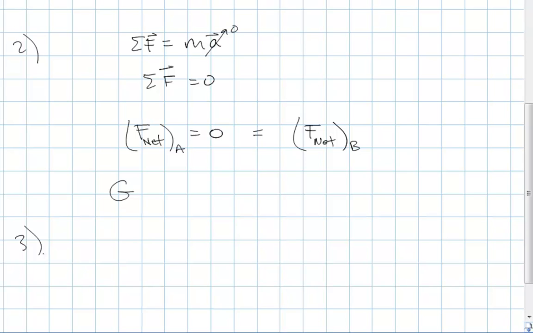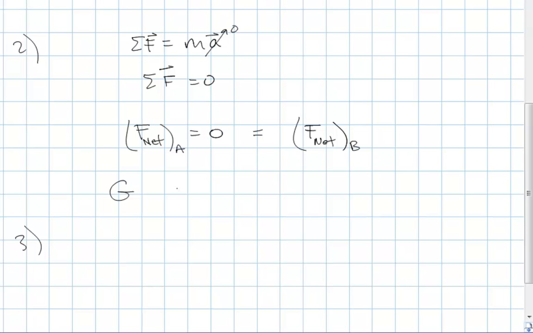Now we don't have 0 acceleration. The blocks are slowing down. So we do have acceleration opposite the direction of motion. Does Newton's third law still hold true? The answer is yes. When these two objects interact, if A exerts a force on B, B exerts an equal and opposite force back on A.